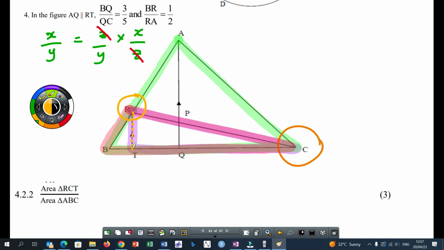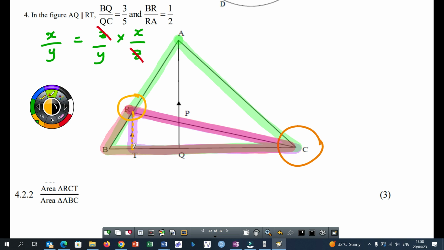Which means we can draw a perpendicular height from the vertex to line BC. And that line will be the perpendicular height, which means they will share a common height. Then what will be the base? If this is the vertex, the bases of the two triangles, one of them is going to be TC, and the other one is going to be BC.